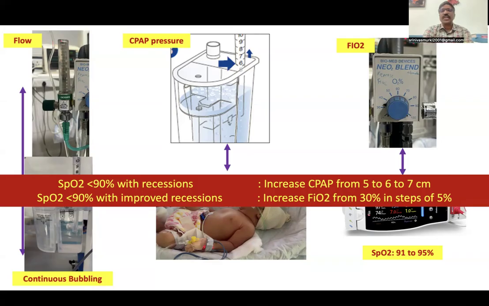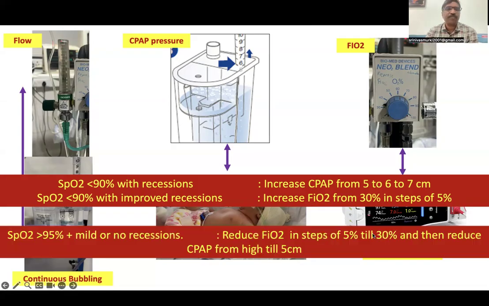Now, if your saturations are less than 90 after improved retractions, that is, if your SA score is less than 3, then if saturation is still less than 90%, keep increasing the FiO2 from 30 to 35% and 35 to 40, in steps of 5, till your saturation comes to the target range of 91 to 95%. So for hypoxia with retractions, our aim should be to keep increasing the pressures. And if there is hypoxia and retractions are minimal or SA is less than 3, keep increasing the FiO2 to maintain the saturation between 91 to 95%.